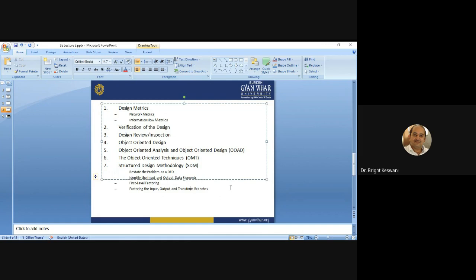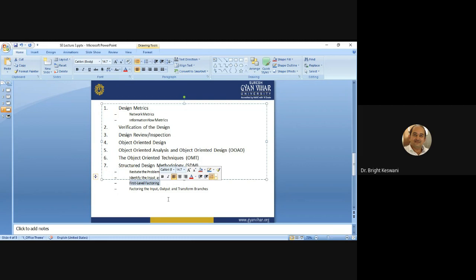I elaborated earlier also what is fan in and what is fan out. So you have to identify all the fan ins and fan outs for a single module. Then the third step is first level factoring, meaning first level decomposition. First specify a main module whose purpose is to invoke subordinates. The main module is a coordinating module, and for each input data item and for each output data item an immediate subordinate module is specified.